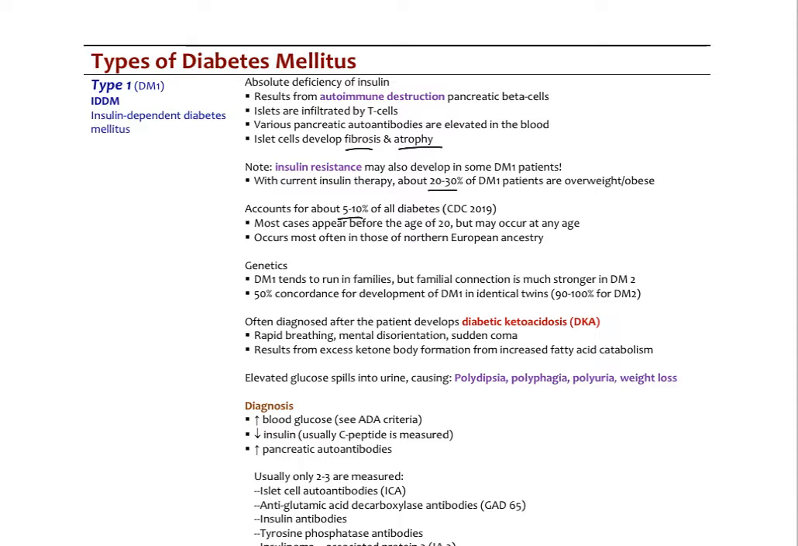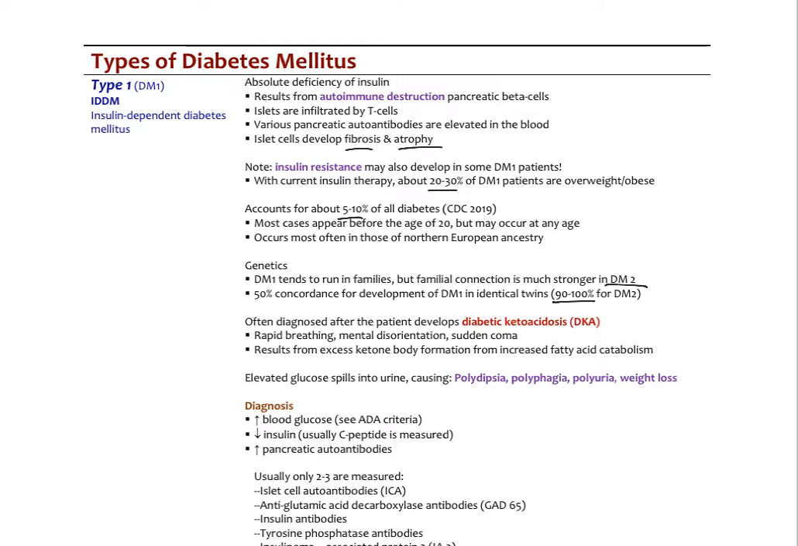The genetics, we see that type 1 tends to run in families, but the familial connection is a lot weaker than with type 2 diabetes. So type 2 has a stronger genetic component than type 1, interestingly. So we think there's spontaneous mutations or damage, and this is what triggers the autoimmune activation and then the consequent destruction of beta cells. There's about a 50% concordance for the development of type 1 in identical twins, versus with type 2, it's between 90 and 100% between identical twins. Both twins will develop type 2 diabetes, but only 50% with identical twin studies.